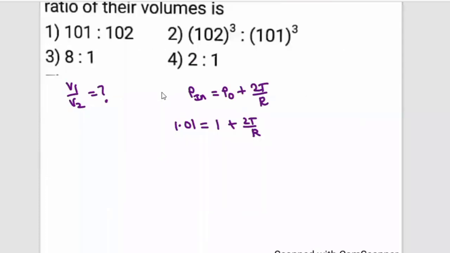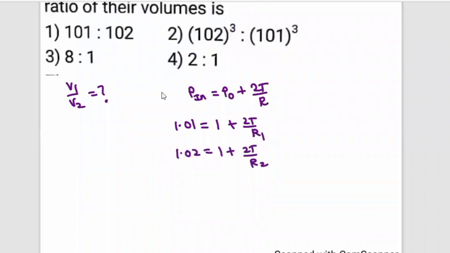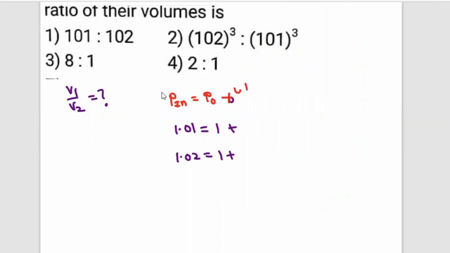The next equation: 1.02 is equal to 1 plus 2T divided by R2, this is R1, this is R2. Sorry, the given one is a soap bubble, so it is multiplied by 2. It is not 2T by R, sorry, it is 4T by R. P in is equal to P naught plus 4T divided by R, because it is not a liquid drop, it is a soap bubble. If it is a normal liquid drop or air bubble, it is 2T by R. If it is a soap solution, that is 4T by R.